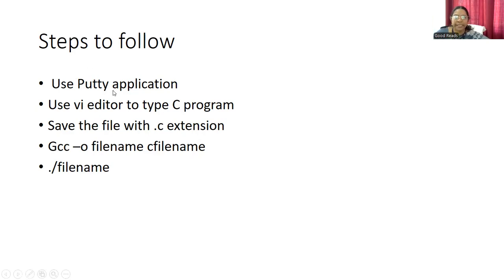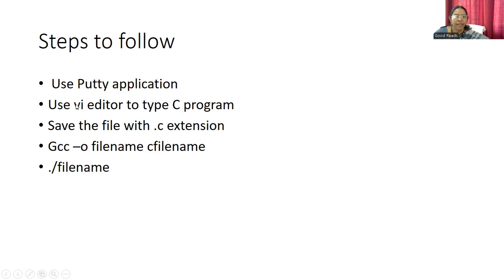The PuTTY application is like an API which helps you to connect your system with the Linux operating system. It is a very small application, and it is freeware. You can download it from the internet. Once you download it, you get a small application on your desktop. When you double click it, it will ask you for the IP address of the Linux server. You give the IP address and click connect, and you get the Linux environment in your Windows PC. This is the first step you have to do.